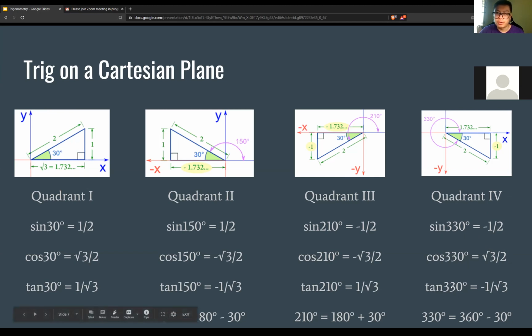And now tangent of 330 degrees. This is equal to negative 1 over square root 3, because y is negative but x is positive. To divide negative by positive, you get a negative ratio. That's negative 1 over square root 3. And then to relate 330 degrees with 30 degrees, you take 360 degrees, which is a full rotation, and you subtract 30 degrees, so this angle right here, to get to 330 degrees. So give me a thumbs up if you understand these ratios right here.